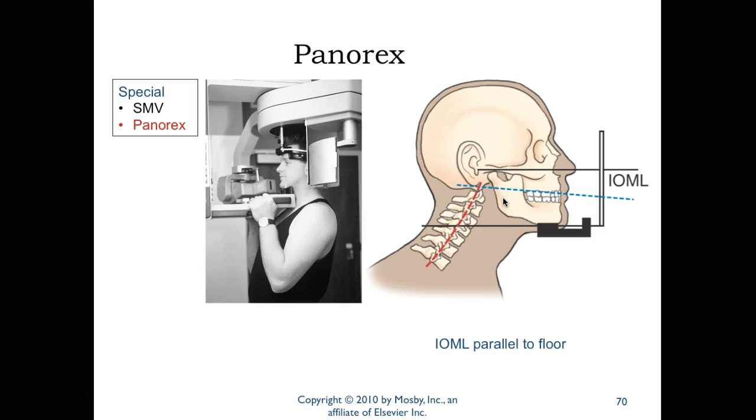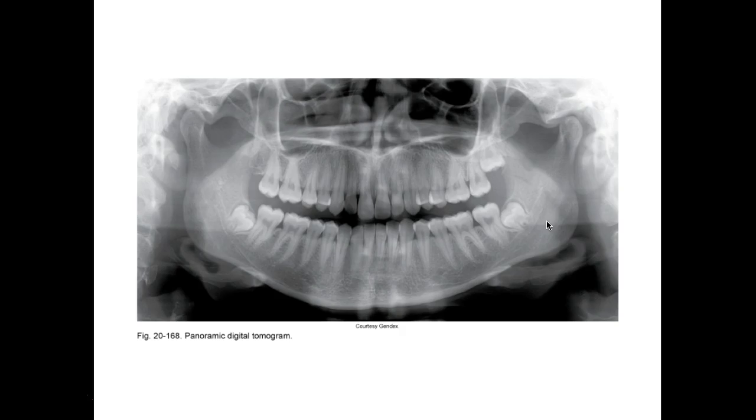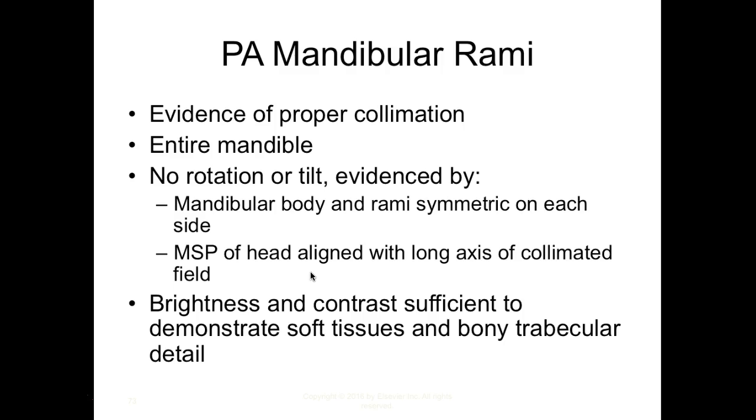And you can see here in Panorex, the patient comes in nice and close. You want the IOML straight, so we call it parallel with the floor. And you have the chin resting on the little tray that they have. And this is what it looks like. So much easier than shooting a mandible, I can tell you that. So you can see your condyle and the full mandible splayed out perfectly. Pretty, pretty, pretty.